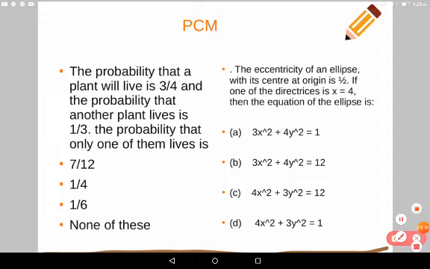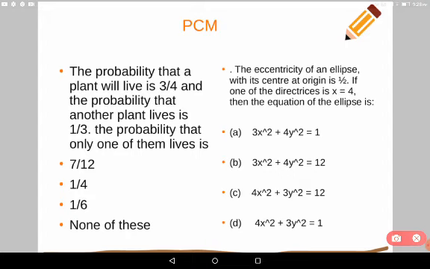Now the next one is from Max. The probability that a plant will live is 3/4 and the probability that another plant lives is 1/3. The probability that only one of them lives is. Okay, let's see if this is an independent or dependent event. How can we check that? Just use common logic.